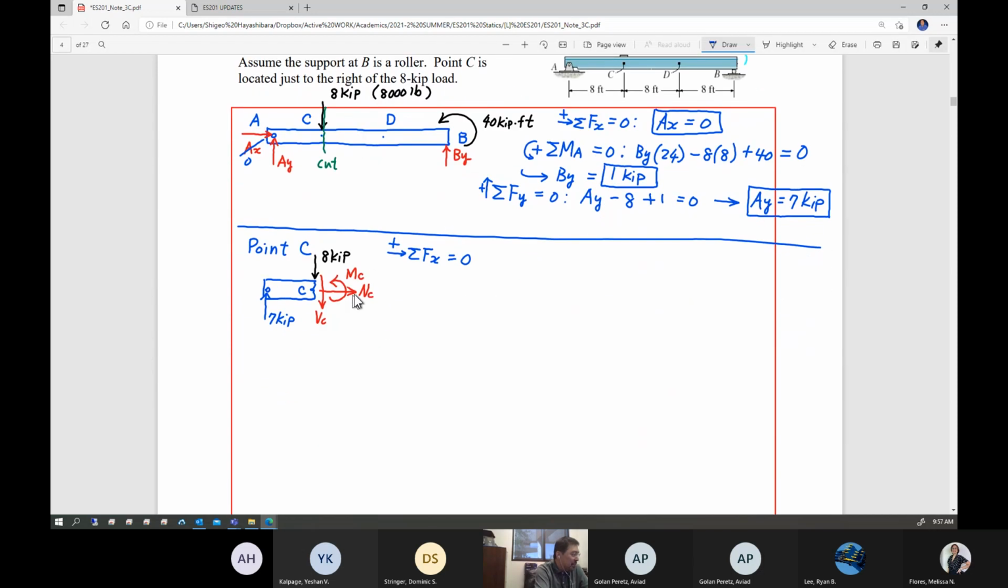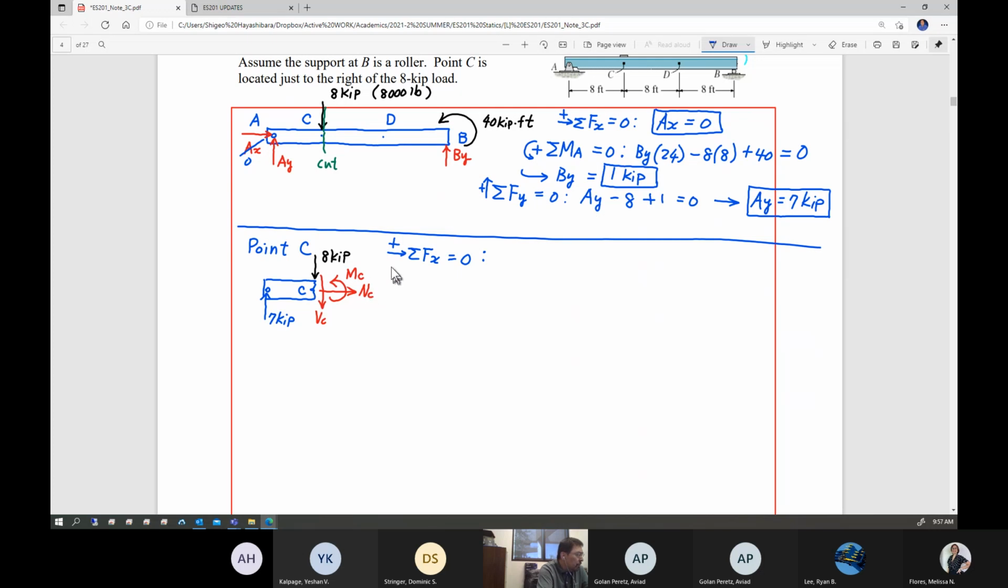So this is sign convention based on unknown directions. You may end up getting a negative value. Don't worry about it. That means the direction is opposite. All right. I appreciate that once again. So let's just apply summation of the force in x direction set equal to 0. Okay. So this actually gives you, ooh, wait a minute.